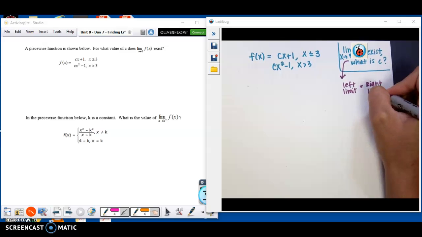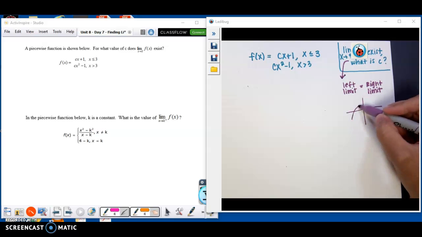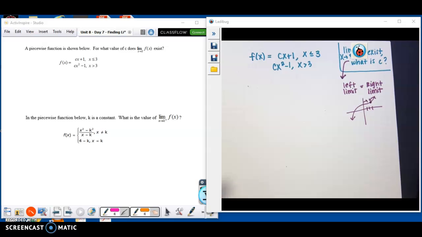Okay, so remember from the graphs in the previous day, if you would have had a graph, we'll say like this, as long as it was continuous, and we'll say 3's here. If you approach the left and the right, that's when the limit will exist. If we had the jump, or if we had an asymptote, it wouldn't. A hole is perfectly fine, but just the left and the right have to be the same.